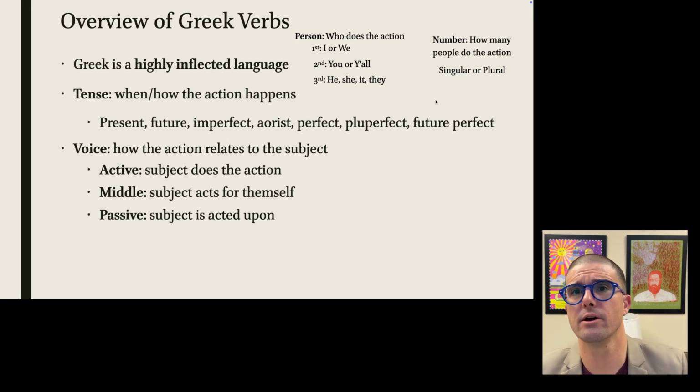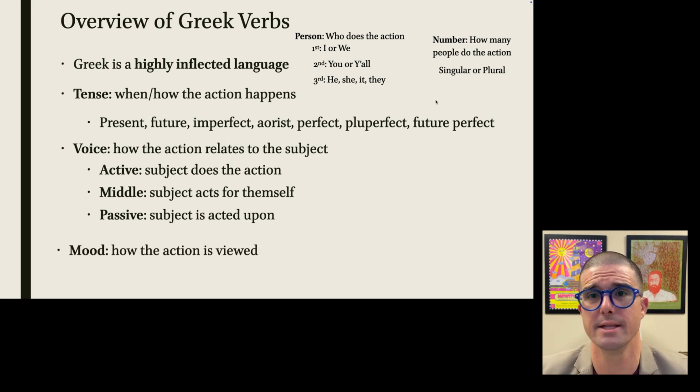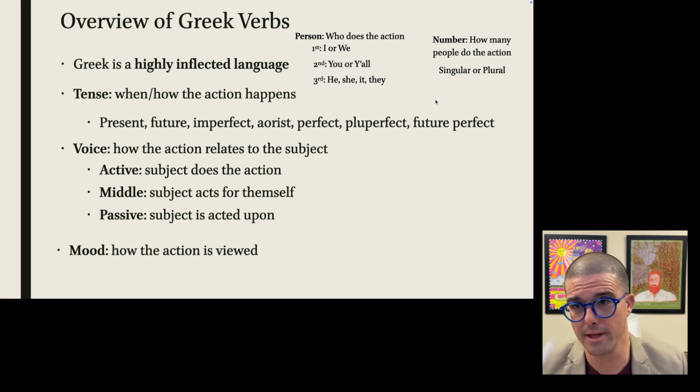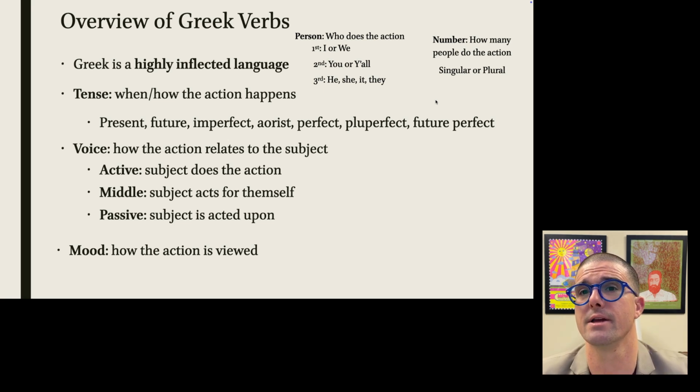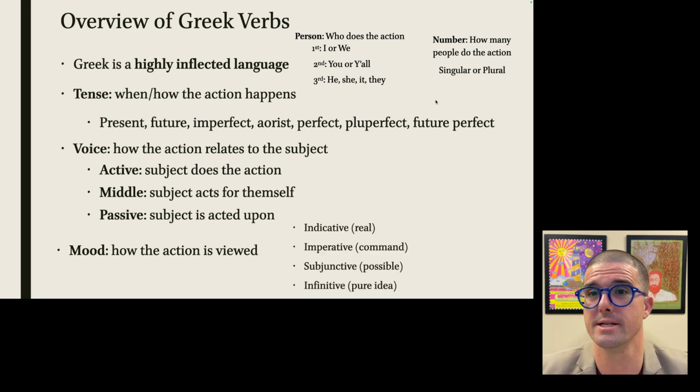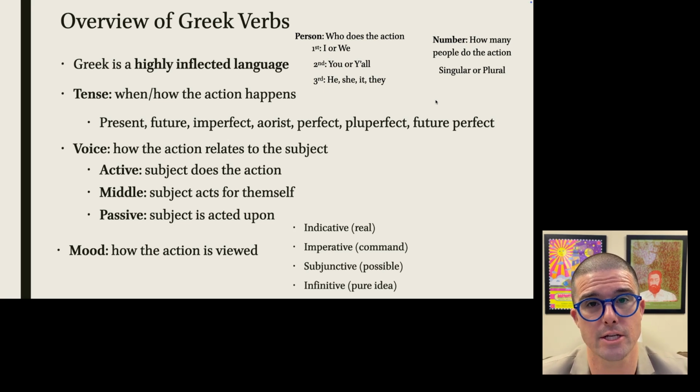And lastly, here, Greek verbs have mood, and this is how the action is viewed. And mood is sort of a larger category than is any of the others. So what we'll see is that with respect to different moods, there are larger changes. We're moving into different categories with the different moods. And again, mood has to do with how the action is viewed.